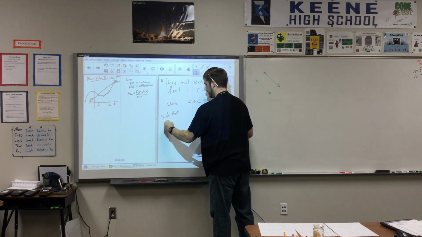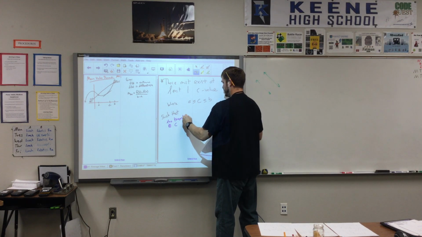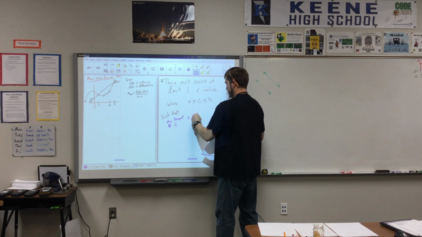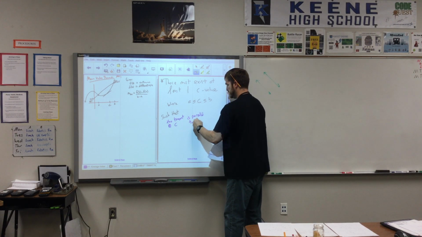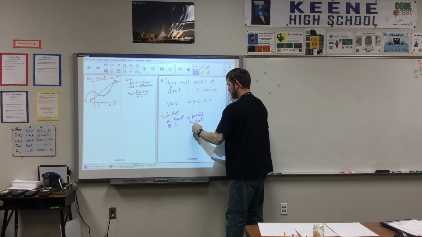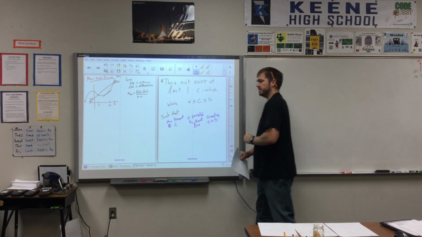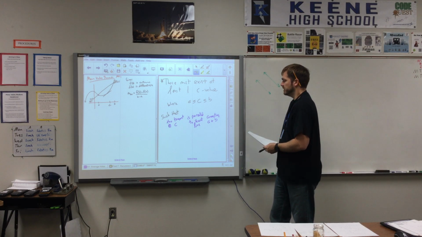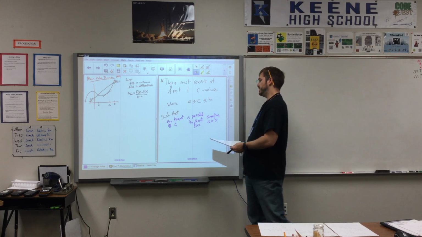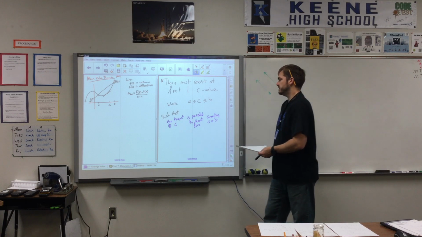Such that the tangent line at C is parallel to the secant line connecting A and B. The tangent line at C is parallel to the secant line.